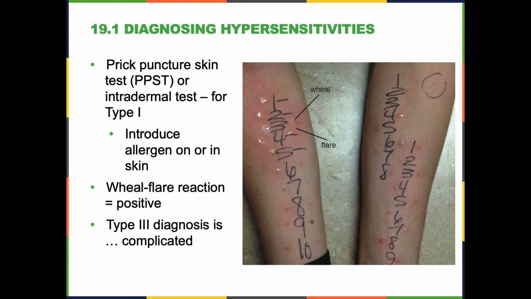And then really the trick is, what the heck is number 3, right? So that's what that is. And then they'll have some controls as well. All right, so you see a wheal flare, it's positive. So this is how we diagnose type 1s.